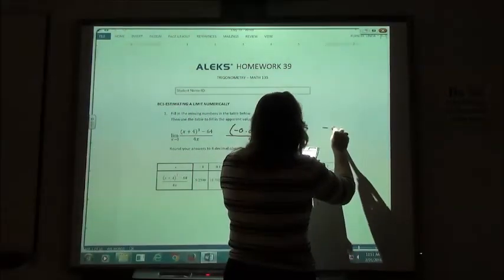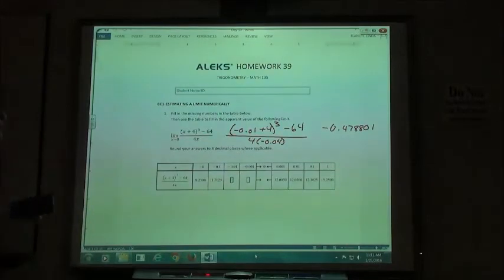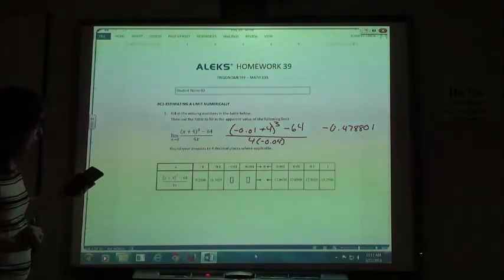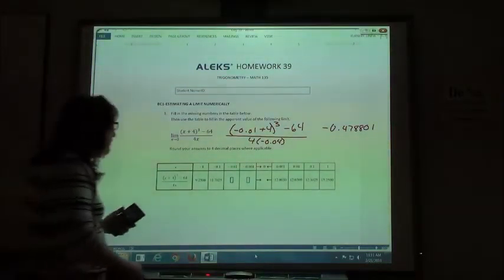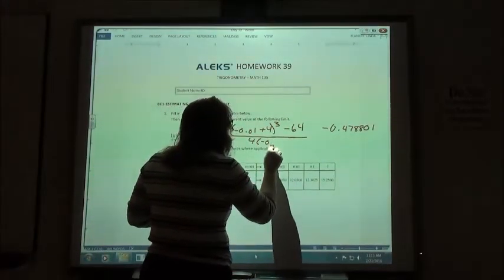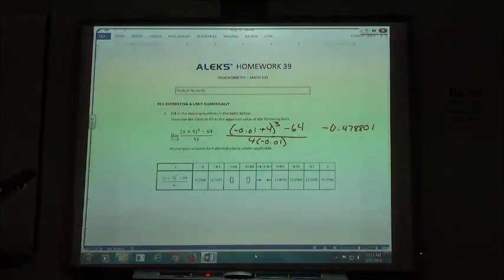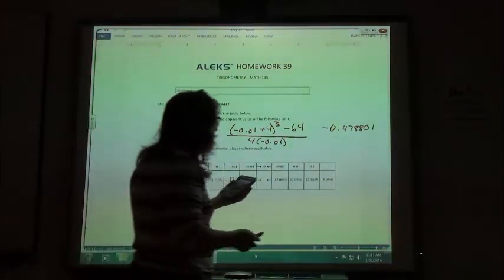So I get -0.478801. Try not to round off your numbers as you're doing your work. Once you're done, you're going to round your answer to 4 decimal places, but before that, you want to try not to do any rounding. On the bottom, 4 times negative, I put a 4 in there, that's not right. Let me fix that. We substituted in -0.01. That's what I should be doing. So, fixing that, 4 times -0.01 gives me -0.04.